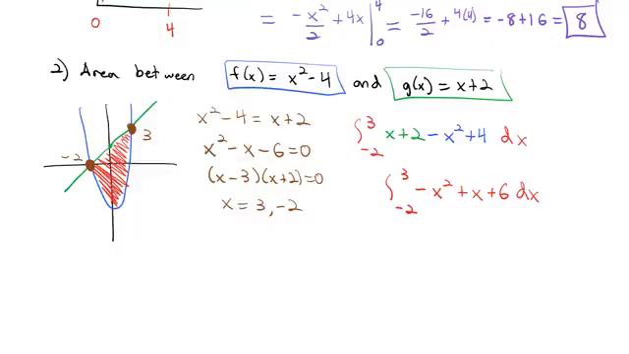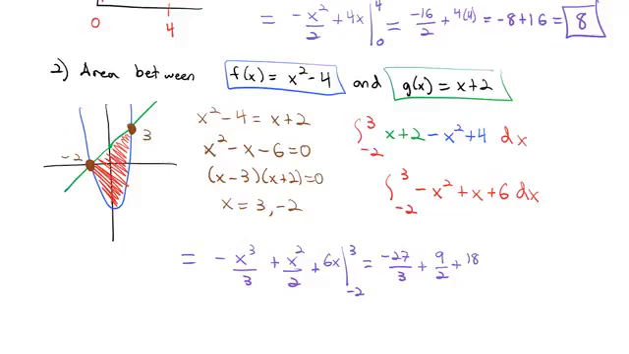Now that we have the function, it should integrate really nicely. We end up with negative x cubed divided by 3 plus x squared divided by 2 plus 6x integrated from negative 2 to 3. All right, let's plug in those limits of integration. We have negative x cubed. Negative 3 cubed is 27 thirds. Plus 3 squared is 9 halves. Plus 6 times 3 is 18.